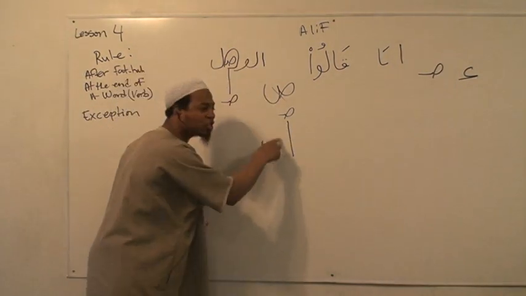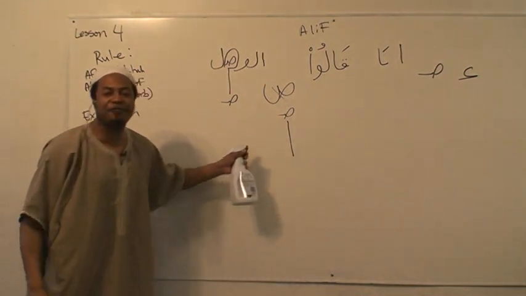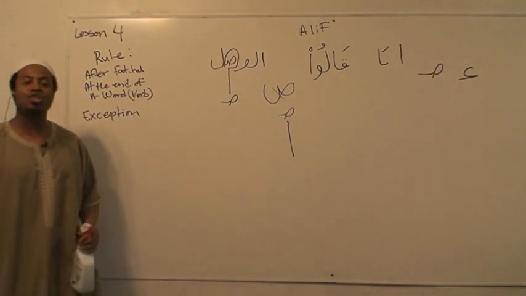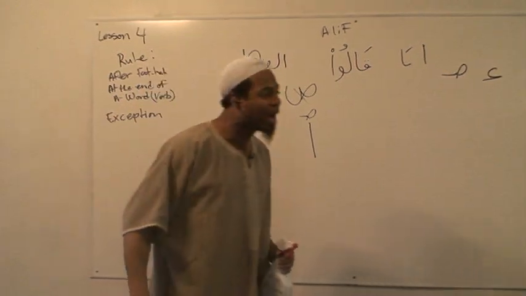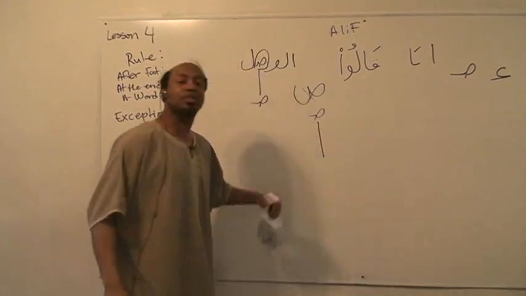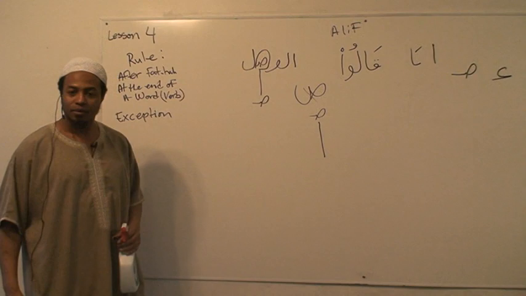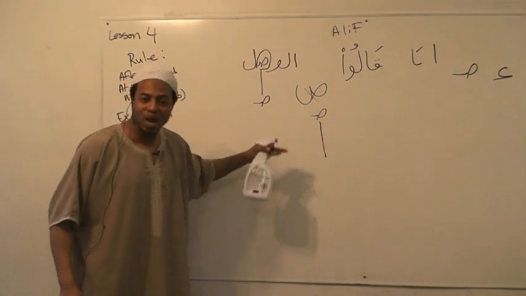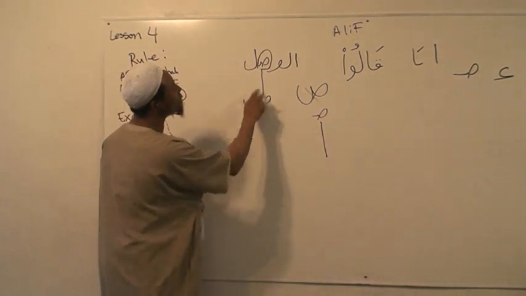So when you see this, what are you seeing here? An alif or a hamza? A hamza. You're seeing a hamza riding on top of what? Alif. So you call it a hamza. Okay? You don't call it alif. You call it what? Hamza. And it comes from this wasli.